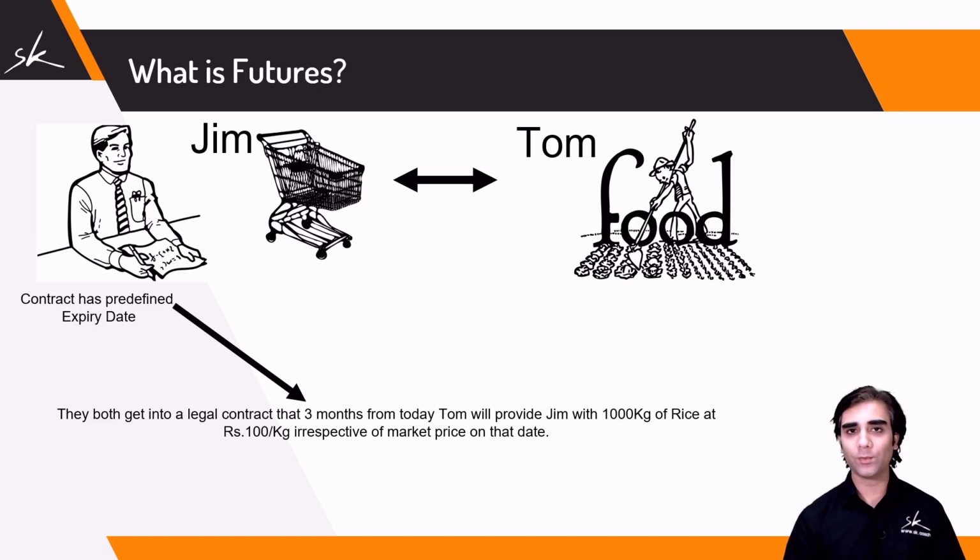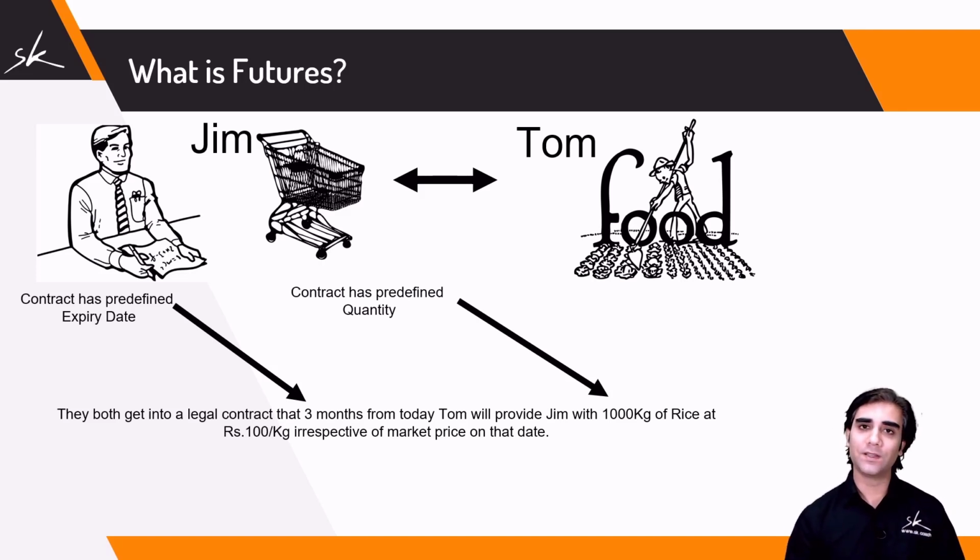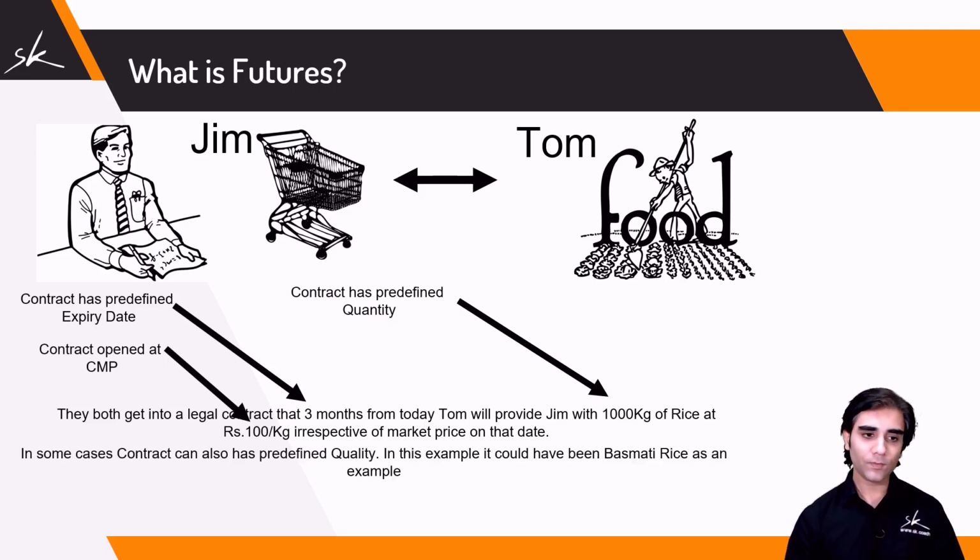This legal contract will have an expiry date. Like here you can see that we are talking about 3 months from now. It will also have a specified quantity, like here it is 1000 kg, and also a price. So can you see they opened the contract at 100, so the transaction will happen at 100 rupees per kg. In some cases the contracts can also specify the quality of the product. For example, in gold, it has to be pure gold. Similarly, in rice it can be a specific type of rice, maybe basmati rice, right? So at times these futures contracts can also talk about the quality of that particular asset.